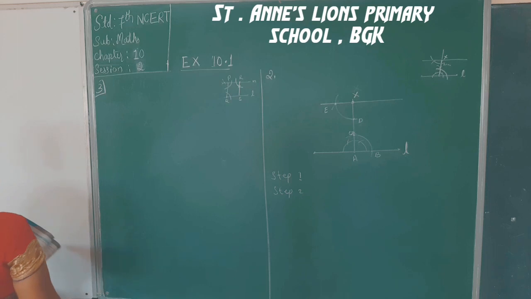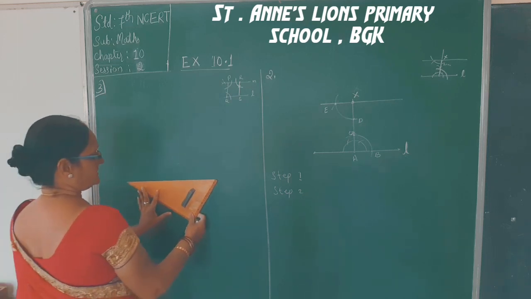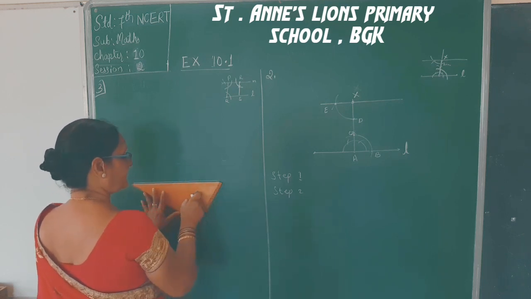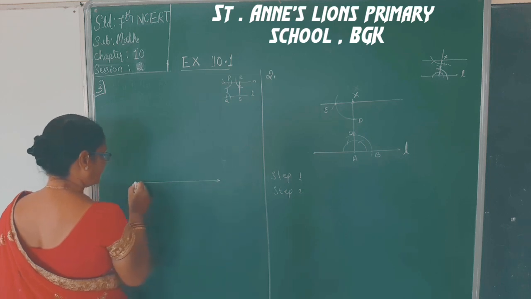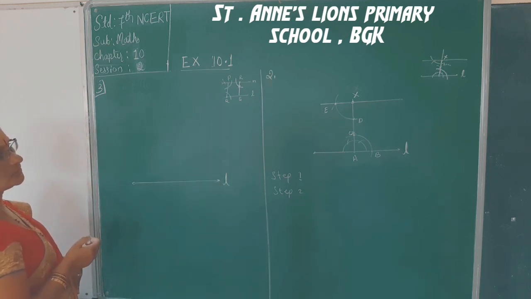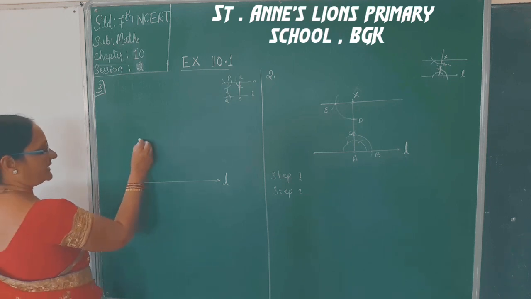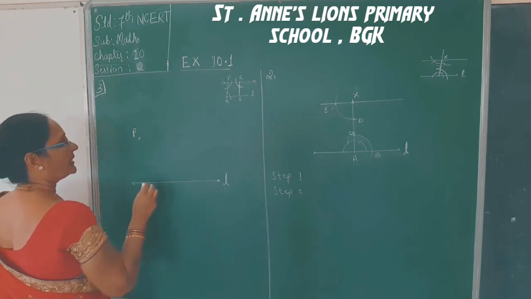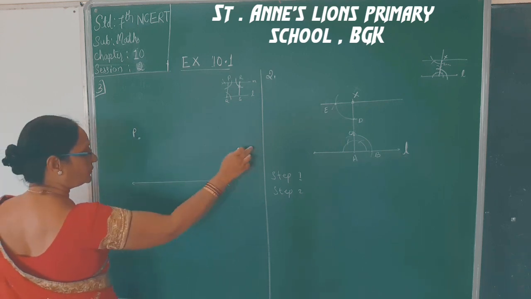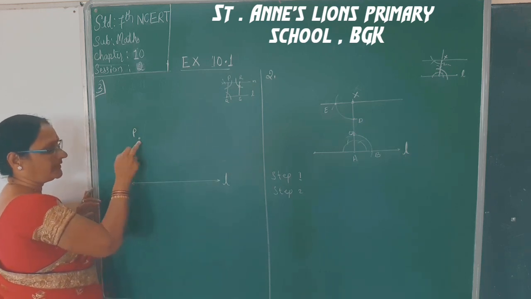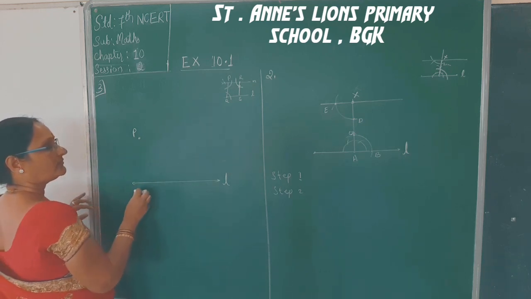Now with measurements we will do it. So first what we have to take? Take the line L. Convenient measurement I told already. This is the line L. Then what we have to do? P is a point outside the L. This is P, the point outside the L. We have to draw a parallel line through this point P to the line L. So for that what we have to do?